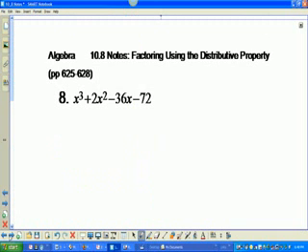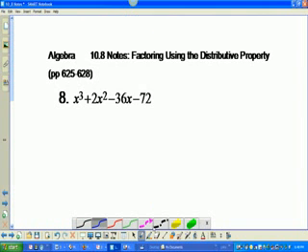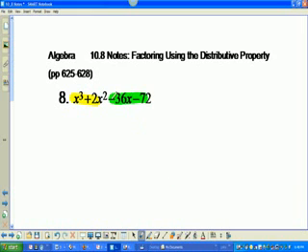Now if I take a look at number 8, I'm going to pretty much do the same thing, except there's one little hint I want you to look at. Once again, I'm going to look at just the first 2 terms, and then at just the last 2 terms. When I look at just the first 2 terms, x squared goes into both of those. And x squared times what is x cubed? Well, that's x plus 2.